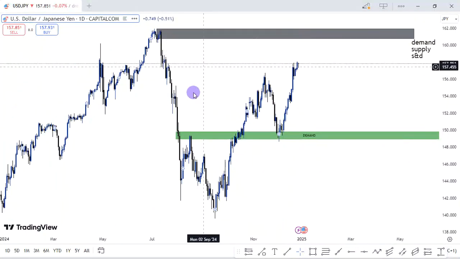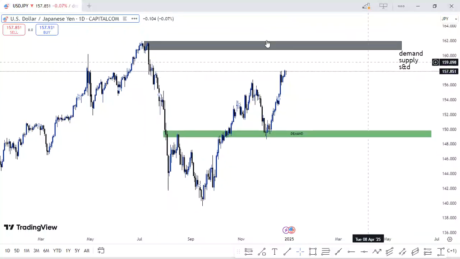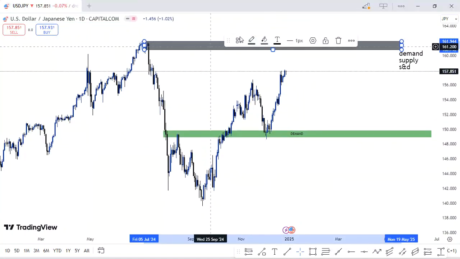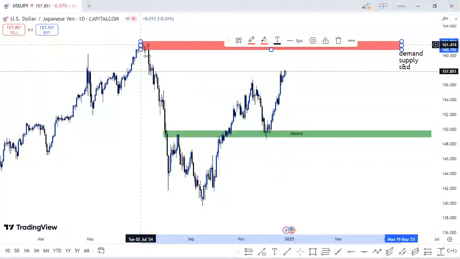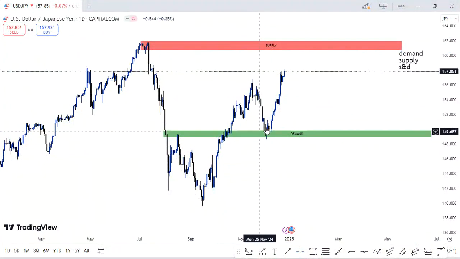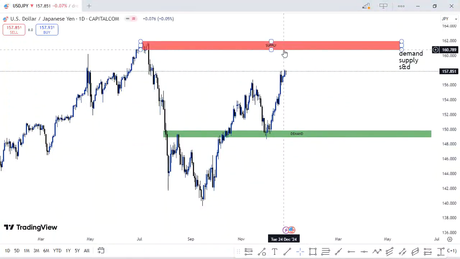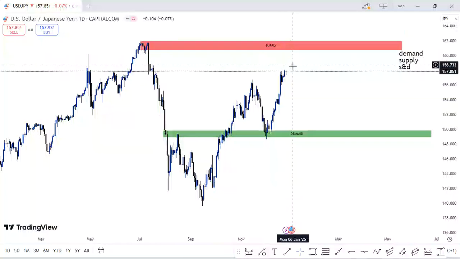Okay, then up here, this is the last high we have. This here becomes our supply. This is our supply. Okay, I labeled them these colors so that I would understand that if price comes to my demand, I need to buy, which is this green, and if price comes to my supply, I need to sell, hence the red color.